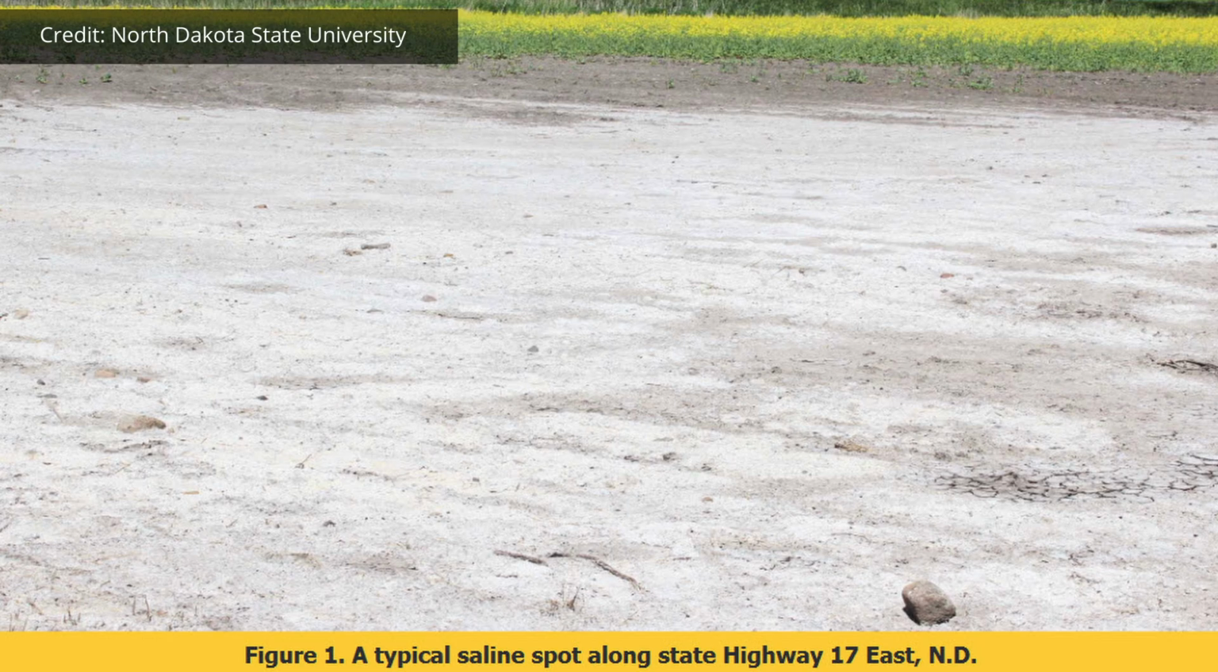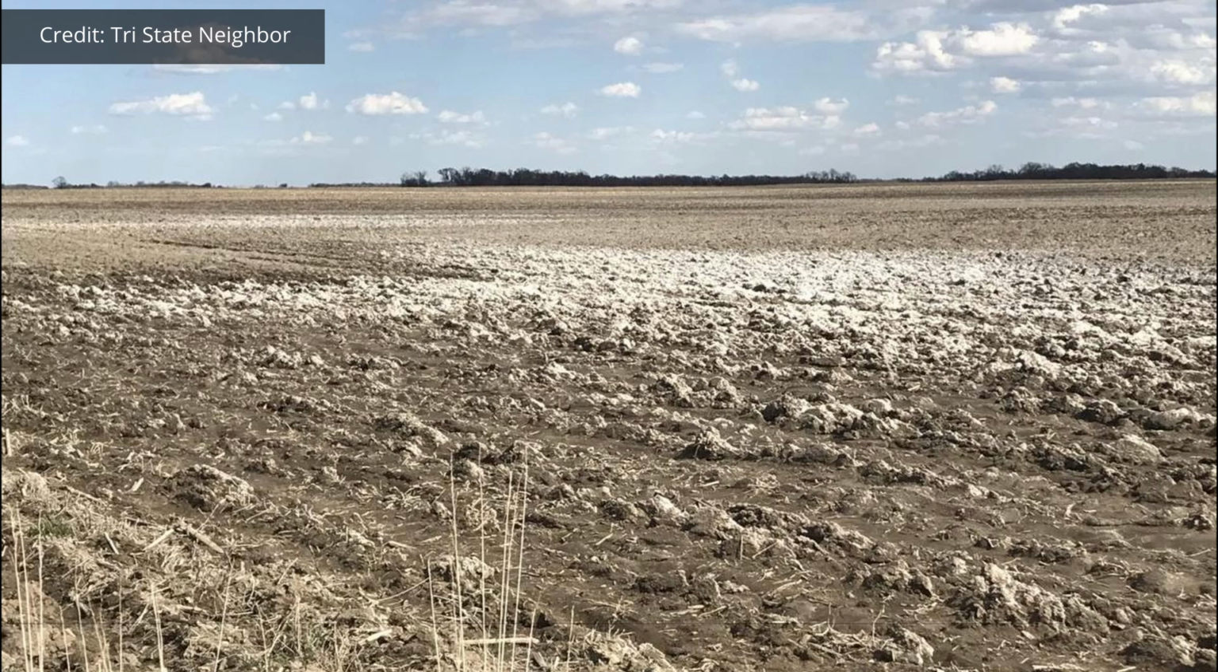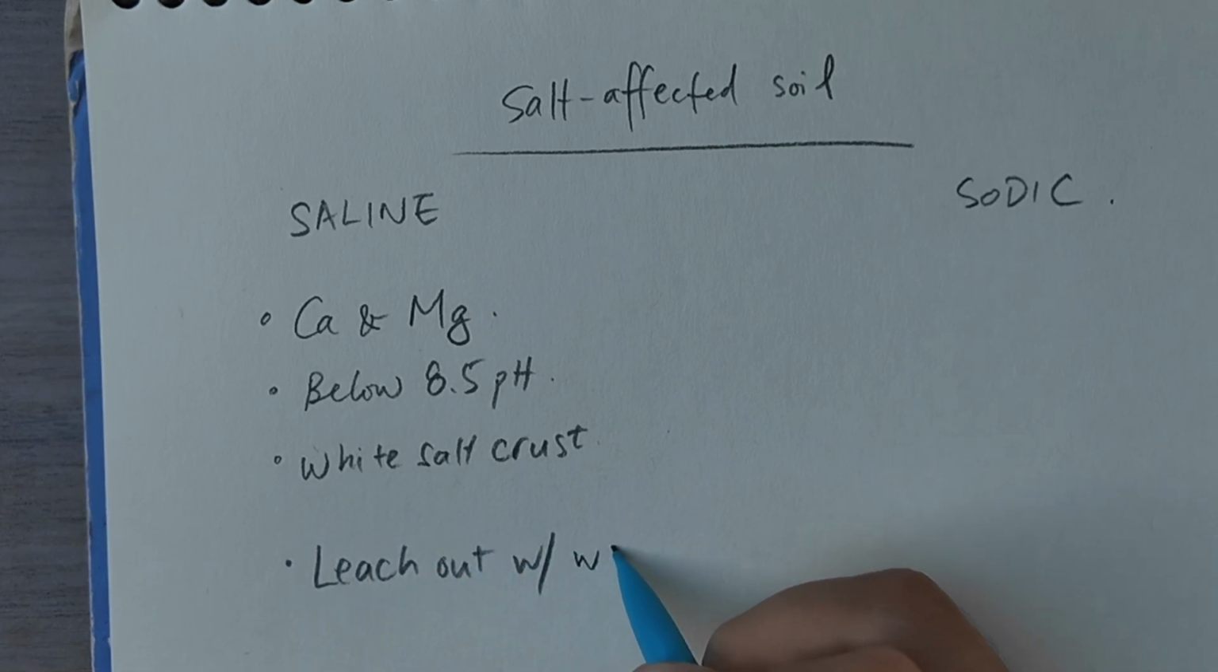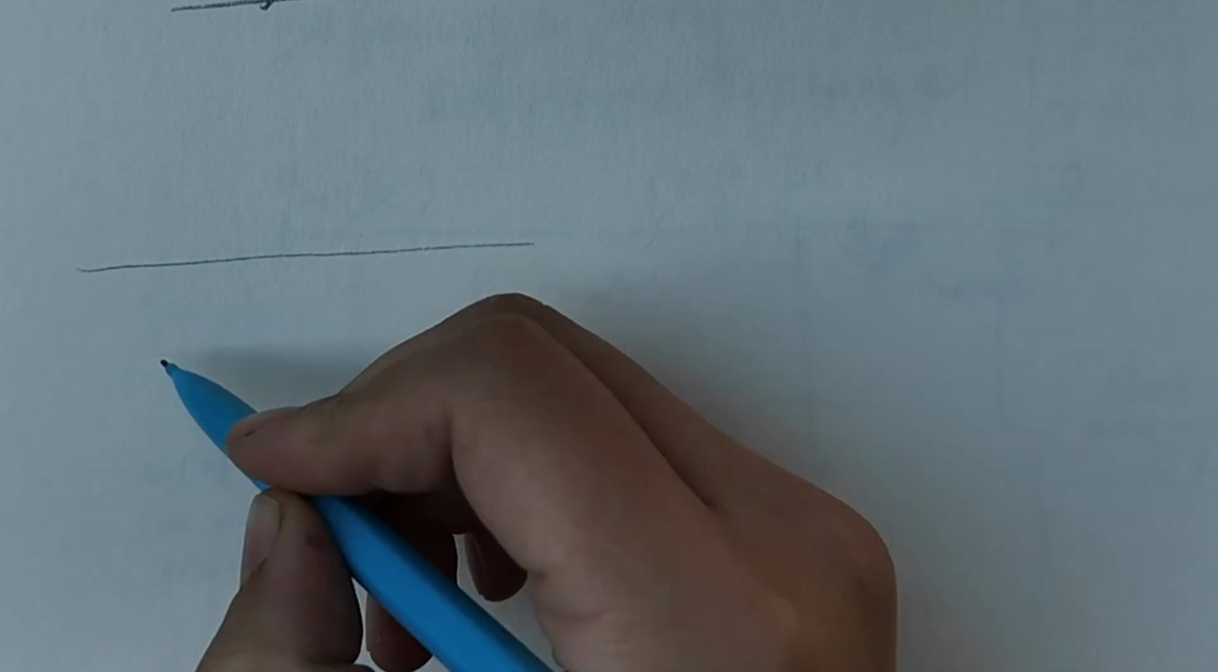Because of these salts, you may see a white crust developing at the surface when water evaporates. Because it's just the pure water that evaporates from the soil, you're left with that salt on top. The only way to address saline soils is to leach out the salts with a lot of water.